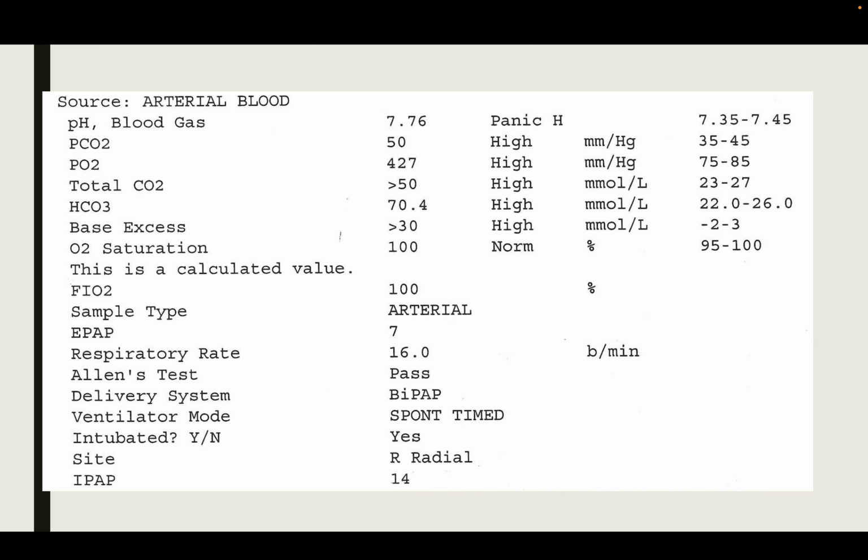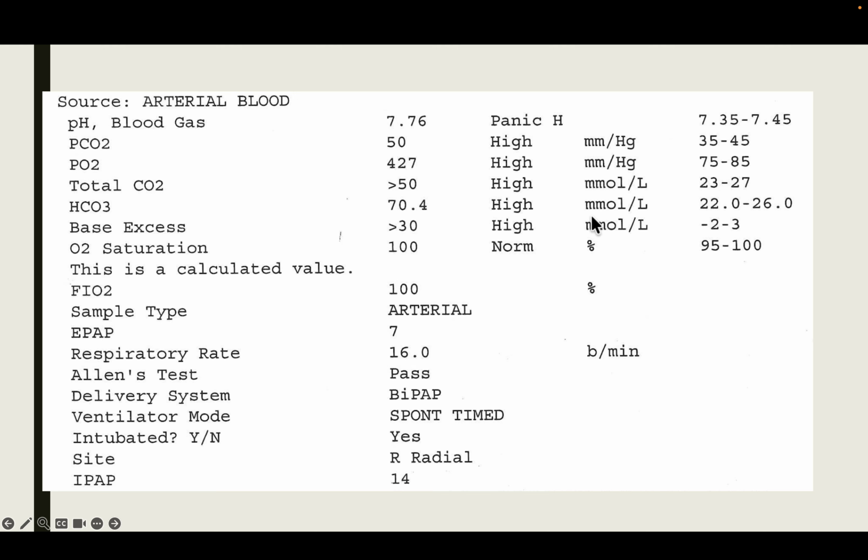CO2 levels create an opposite movement in pH. So if my CO2 was high, my pH should be low. So that doesn't make sense. So we're going to move on for the time being. We're going to keep that in the back of our heads, but we're going to move on to our bicarb.